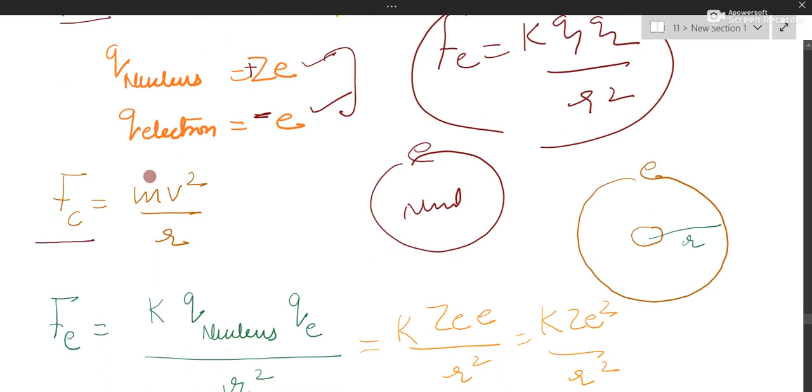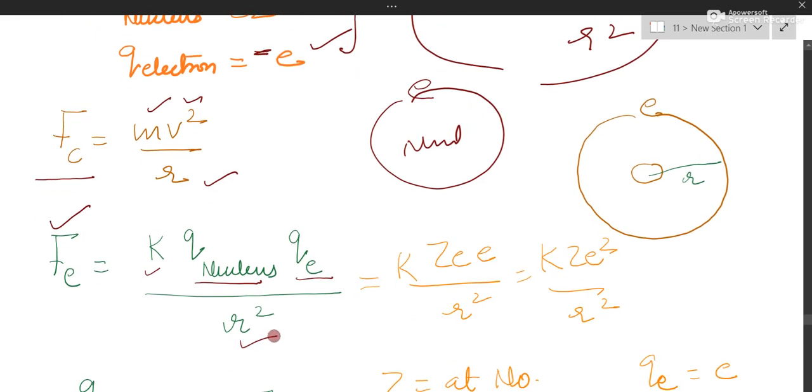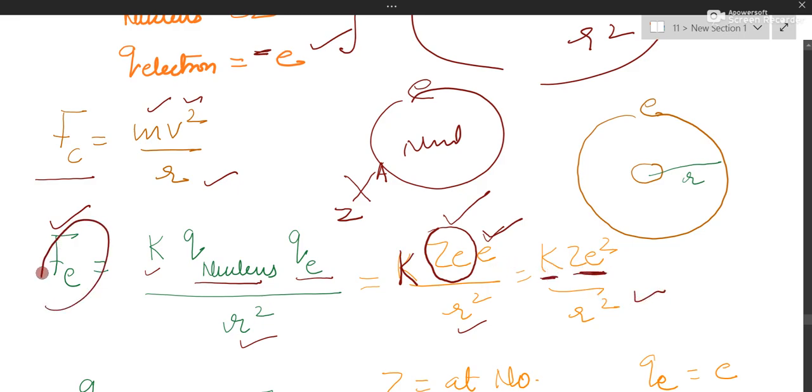You can see I have written mv square by r. R is the radius, whose expression we need to find out. This is the electrostatic force, where K is 1 by 4 pi epsilon naught, Q1 is the charge on the nucleus and Q2 is the charge on the electron, divided by distance square, which is radius square. We substitute the charge of the nucleus as Ze, where Z is the atomic number, and the charge on the electron as e. So this can be written as K Ze square by R square. So we are ready with the electrostatic force.